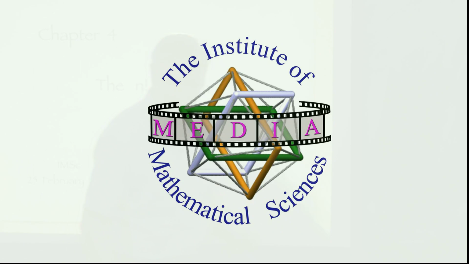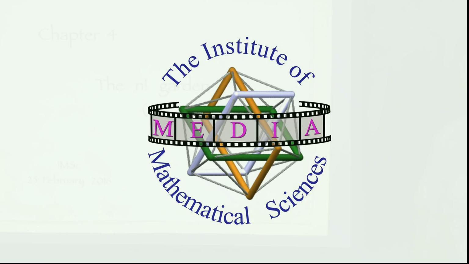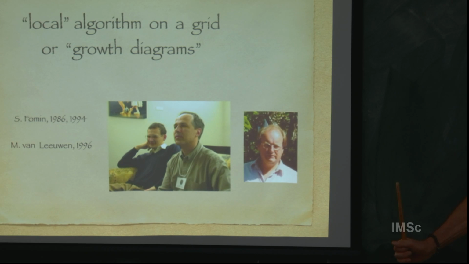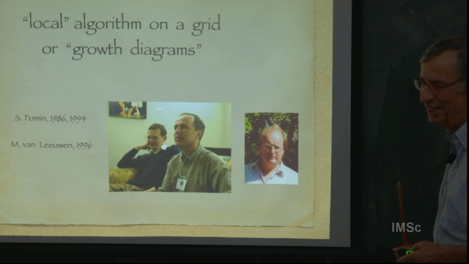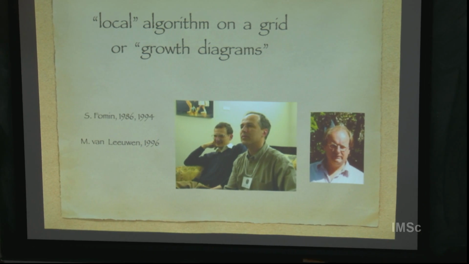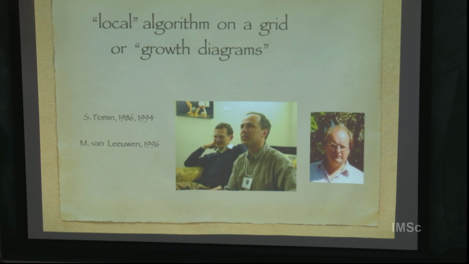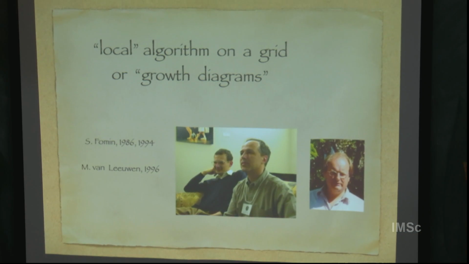Okay, so today we are going to do the last part of chapter 4 about the garden of permutation. So I am going to introduce another definition of the Robinson-Schensted-Knuth correspondence. We have seen 3 different definitions. Now that's the last one with the local algorithm, or sometimes it's called growth diagram, and this is mainly due to Sergei Fomin and some other papers also, a lot of papers by Van Leeuwen. Is that Christian Krattenthaler? Yes, Christian Krattenthaler in the back.